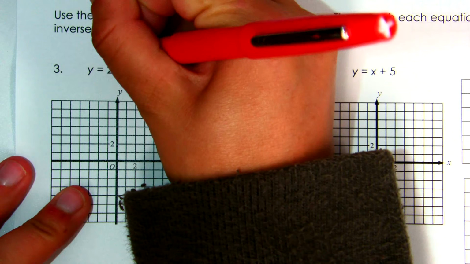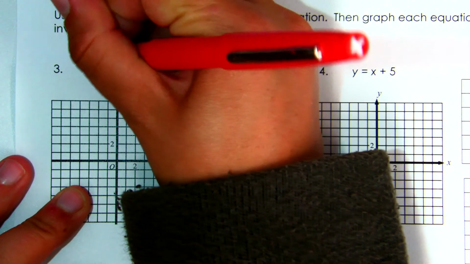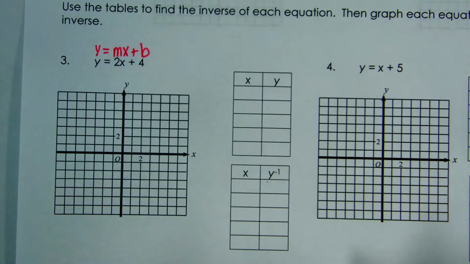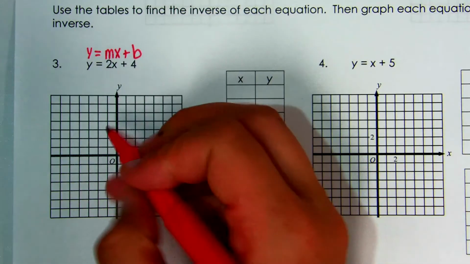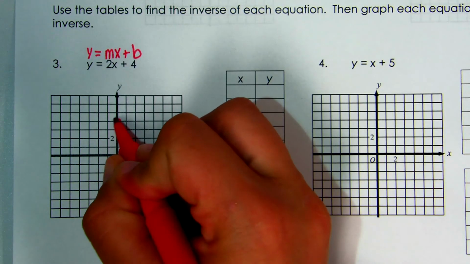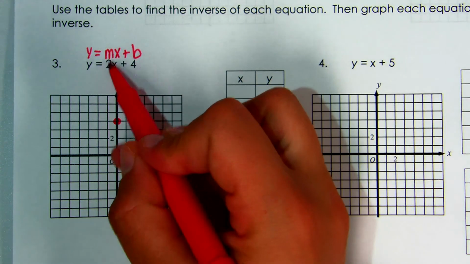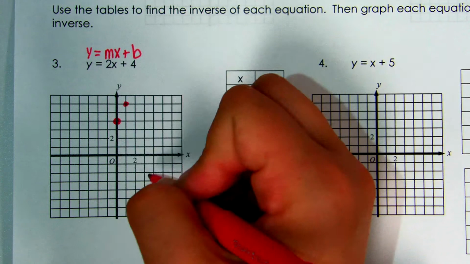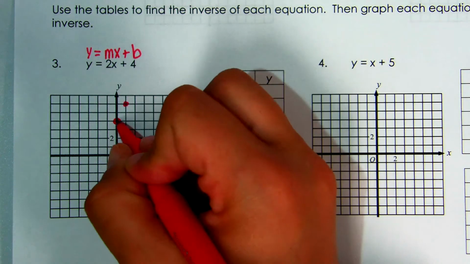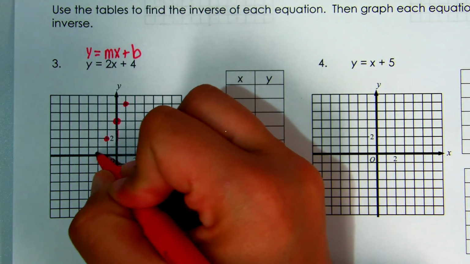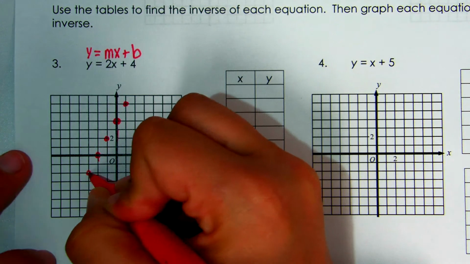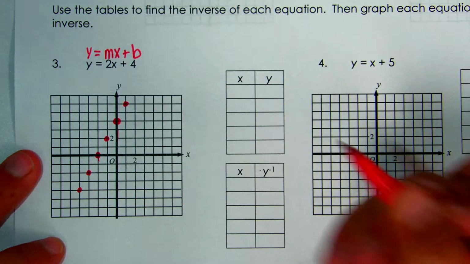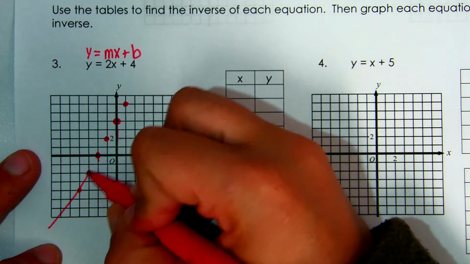My equation is in the form y equals mx plus b. So I begin with b at +4, and I have an m, a slope of 2. So I'm going to go up 2 and to the right 1. If I can't go up and right anymore, I'm going to go down and to the left. Down 2, left 1. And then I'm going to connect my points.